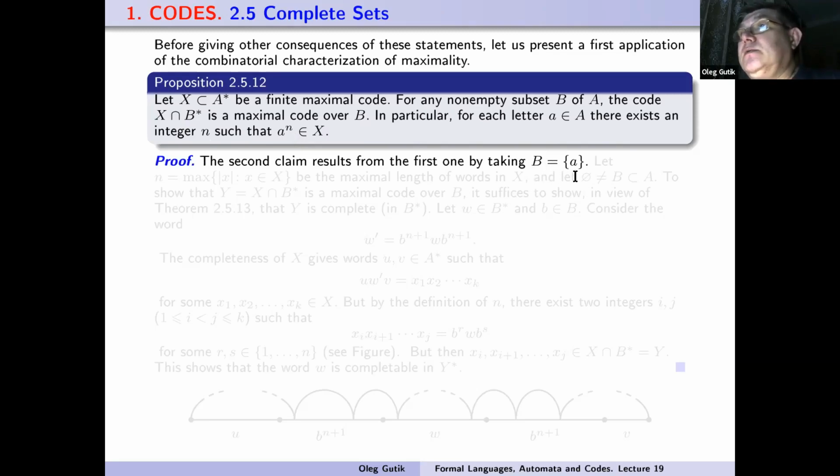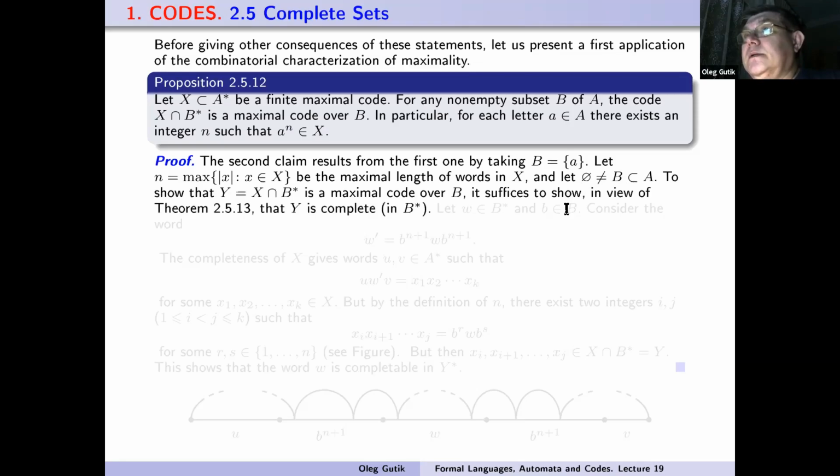B consists of one letter a. Let n be the maximum of the lengths of the words which belong to the code X, and let B be a non-empty subset of A. To show that Y, which is X intersection B star, is a maximal code over the alphabet B, it is sufficient to show, in view of Theorem 2.5.13, that the set Y is complete in the free monoid B star.